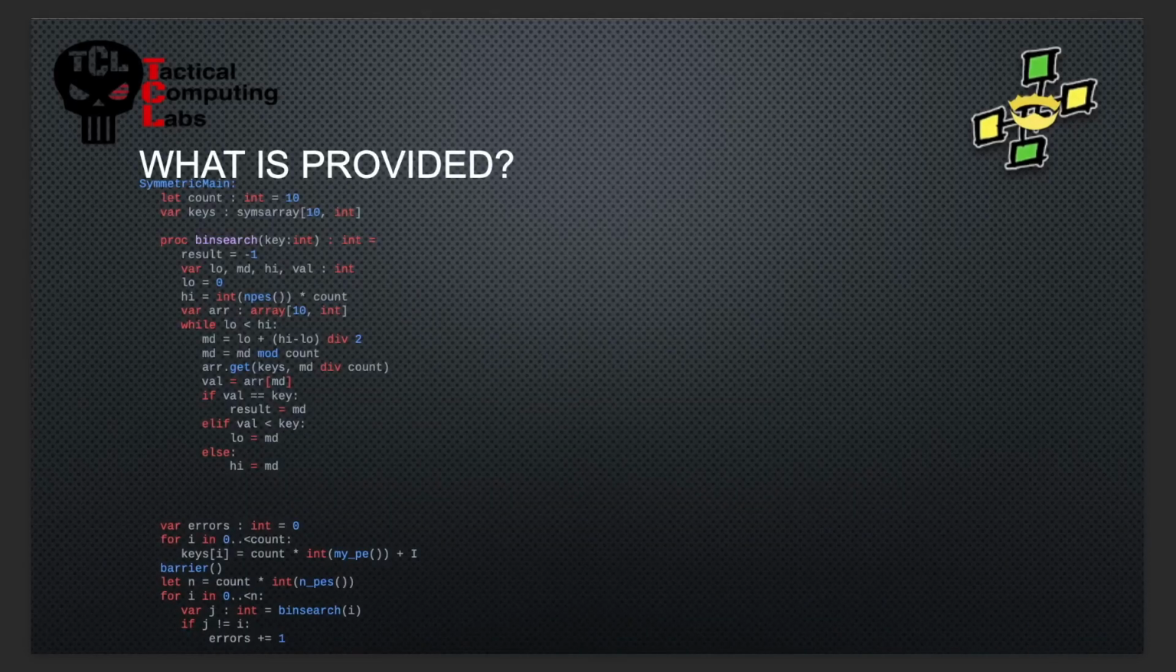Here's an example of a Nim OpenSHMEM program. You can see the symmetric main pragmas at the very top, right above that red circle. And in this program, we've got an array of keys with 10 elements. One of the things I want to point out is that the sim-s array is called a symmetric static array.